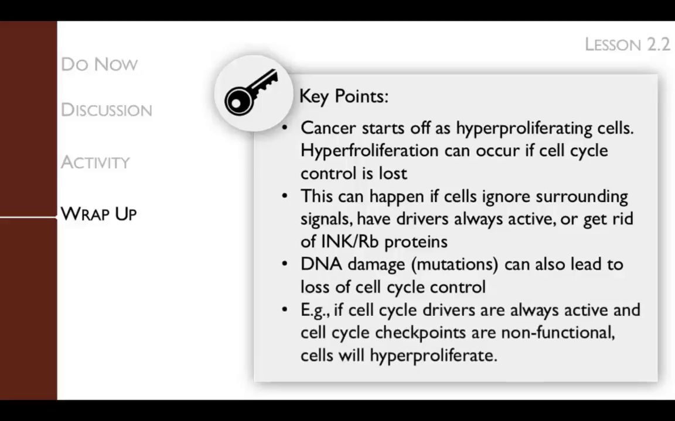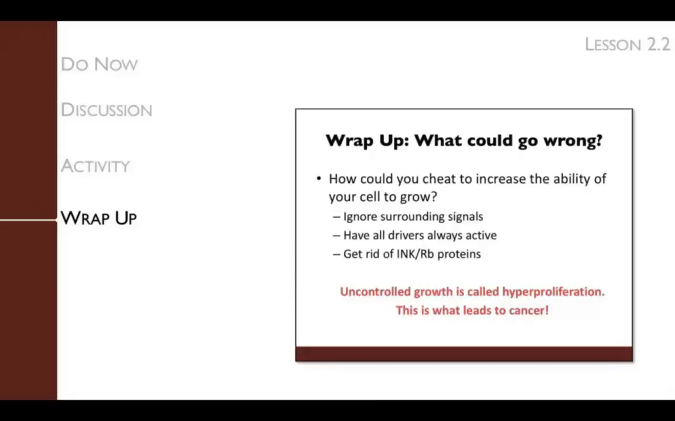For example, if cell cycle drivers are mutated to be always active and cell cycle checkpoints are mutated to be always non-functional, cells will hyperproliferate. The first point of the wrap-up asks how one can cheat in the cell cycle game to increase the ability of the cells to divide. Uncontrolled mitosis is known as hyperproliferation.